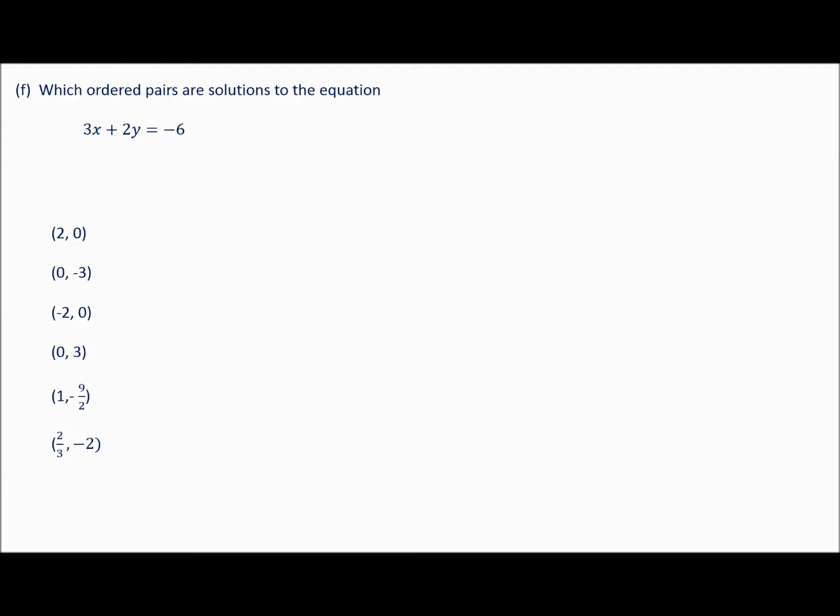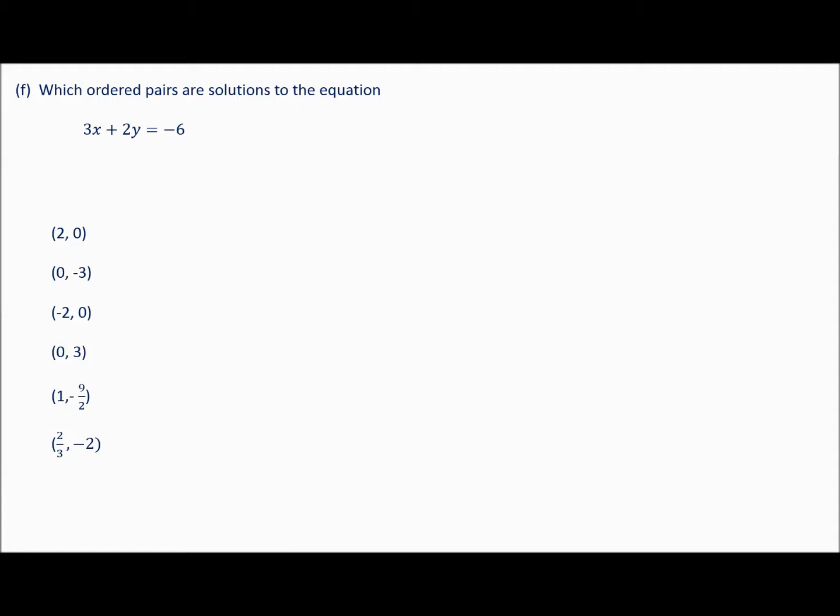Back to section 4.1. We're talking about the rectangular coordinate system, and this is the second video that goes with the rectangular coordinate system. So if you didn't watch the first one, you might want to watch that first. But we talk about solutions to linear equations in two variables. And here's a very similar question that comes from the homework. Which ordered pairs are solutions to the equation?